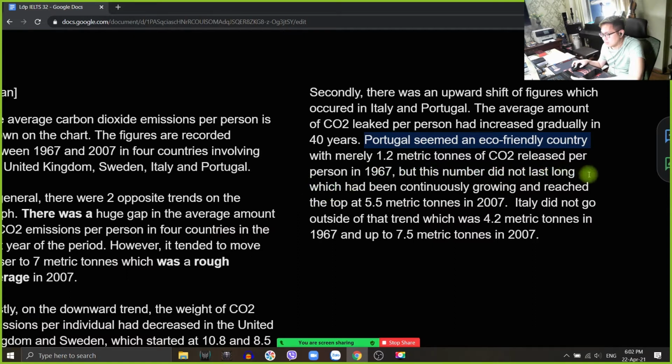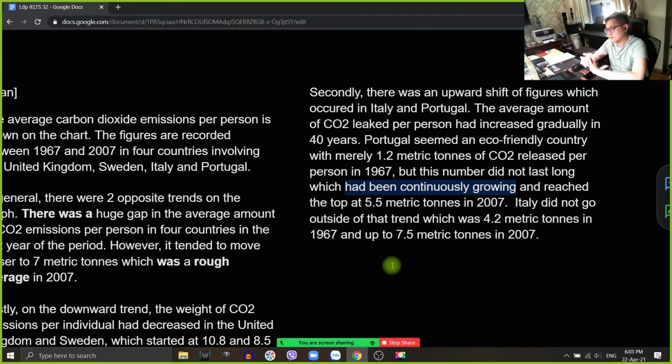Nhưng mà con số này nó đã không có lâu dài, which had been continuously growing. Why do you use past perfect continuous? Tại sao lại dùng thì quá khứ hoàn thành tiếp diễn ở đây vậy? Kiểu nó đã được tăng trưởng không ngừng. Đã đang tăng đúng không? Đã đang tăng đúng rồi. Which had been. Well, normally in writing we do not use continuous form because it's not very formal. Thường là văn viết người ta sẽ không dùng cái dạng tiếp diễn nhiều cho lắm, tại vì nó sẽ giảm cái độ trịnh trọng xuống nha. Be careful with that.